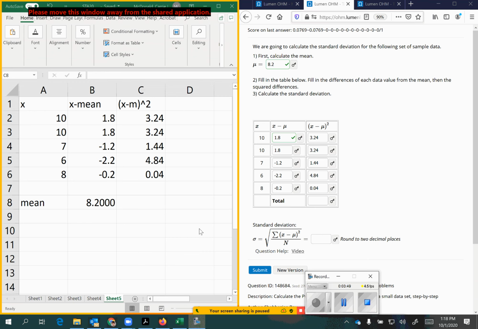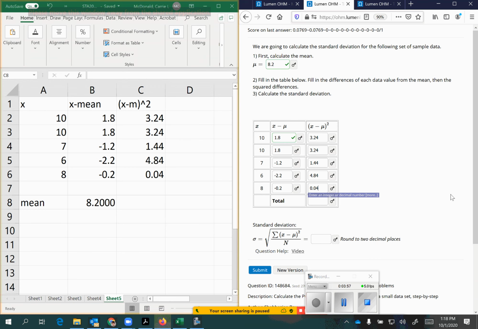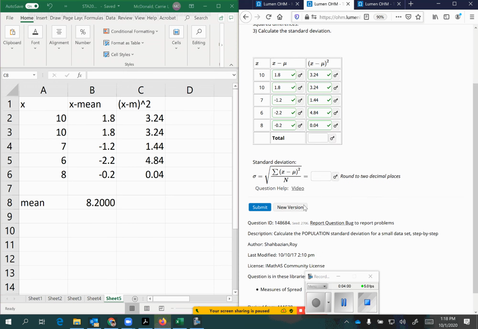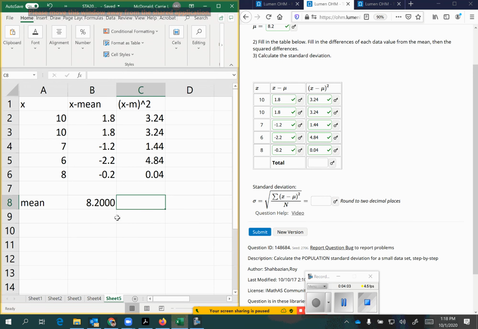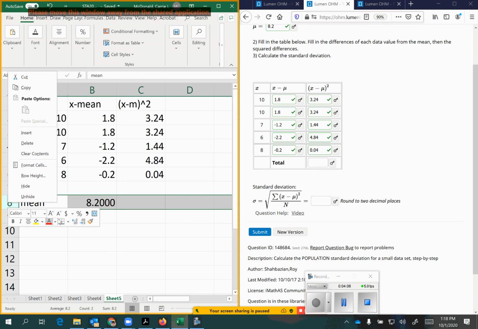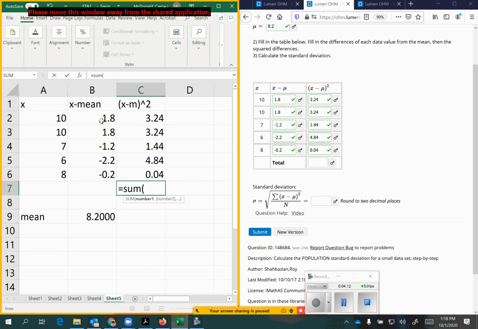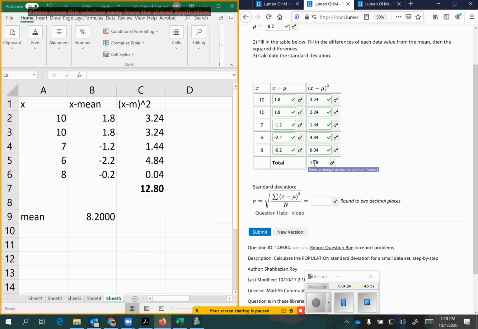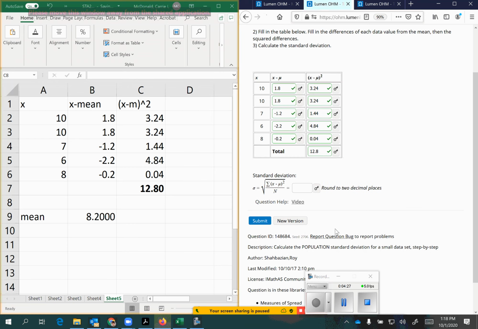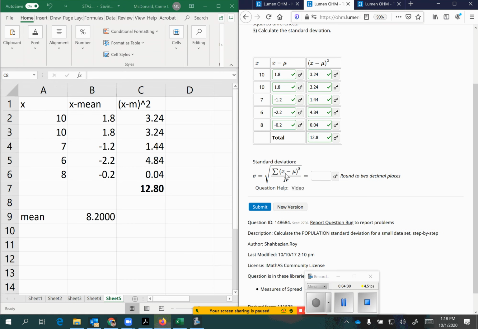Okay, now I've got all those values entered. Let's just see how it comes out. All right, looks good so far. Now we need the total of the squared deviations. So I'm going to do that right here. The sum of all my squared deviations. Did not mean to do that. I just wanted this one bolded. Okay, so 12.8. Okay, and now we're ready to finish this off with the rest of the formula.